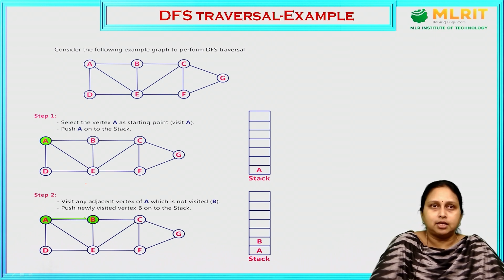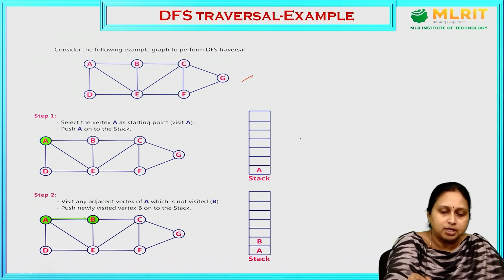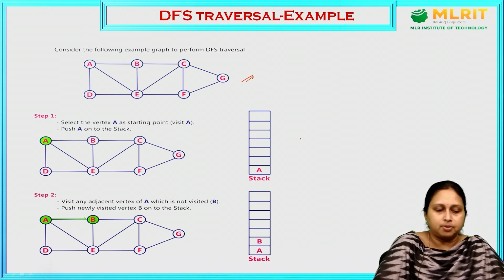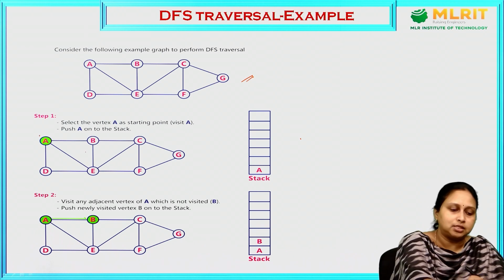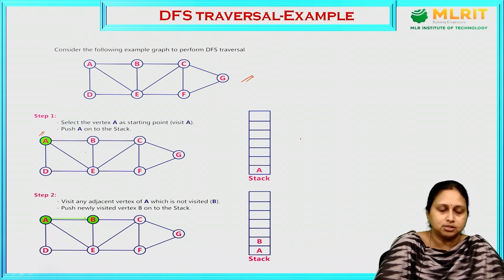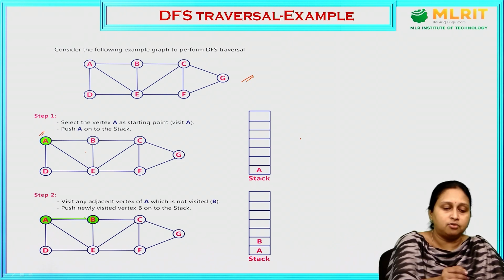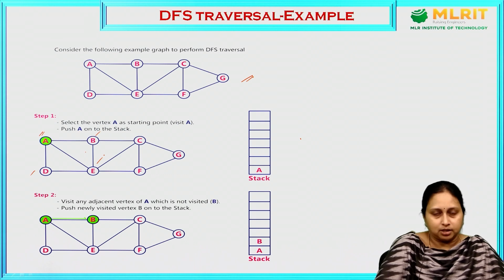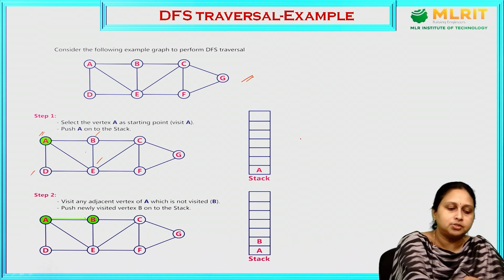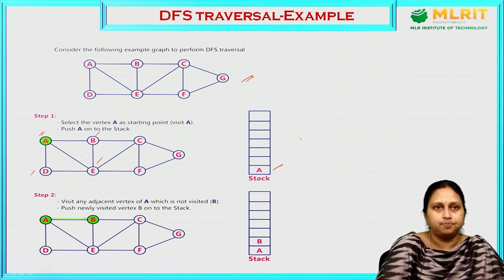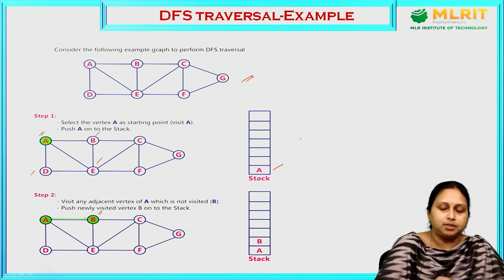Now let us see the example for DFS traversal. The same graph which I took in the previous example. Here also we are going to select the same vertex A as the starting vertex. From there the adjacent vertices are B, D and E. But I have selected B as the next adjacent vertex. When I have visited that vertex, I push it onto the stack.